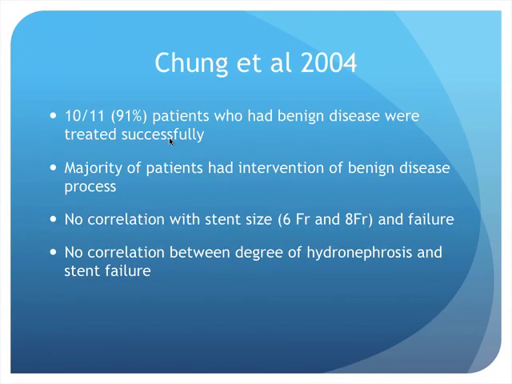So patients that had benign disease in this study did well. There were 11 patients, and 10 of them did well and had resolution. The majority actually went on to have intervention of their benign disease. In the study, they also commented that there was no correlation with stent size and failure of treatment. And there was also no correlation in this study between the degree of hydronephrosis and stent failure.